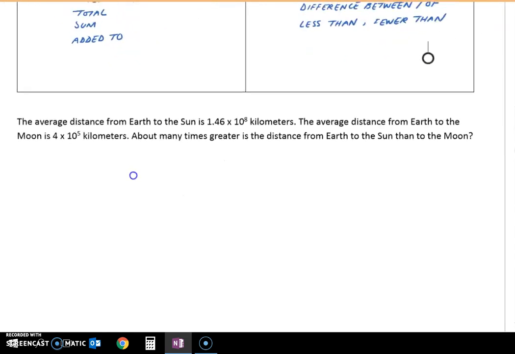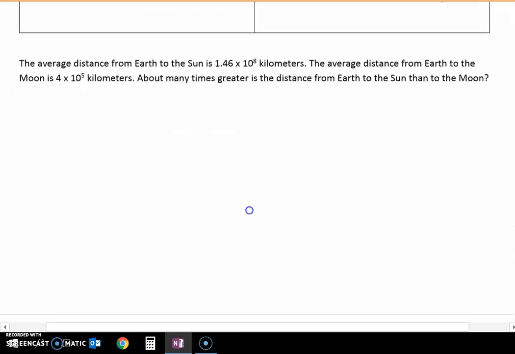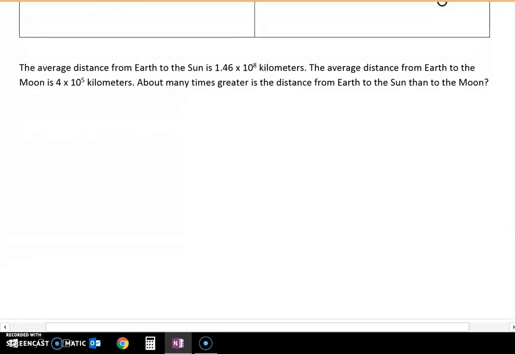All right, so number 1, or the first example you have, I don't think they're actually numbered. We have the average distance from Earth to the Sun is 1.46 times 10 to the 8th kilometers. The average distance from Earth to the Moon is 4 times 10 to the 5th kilometers. About how many times greater is the distance from Earth to the Sun than to the Moon?